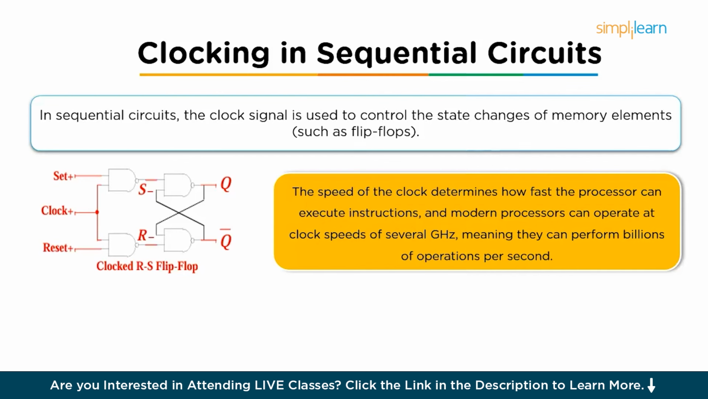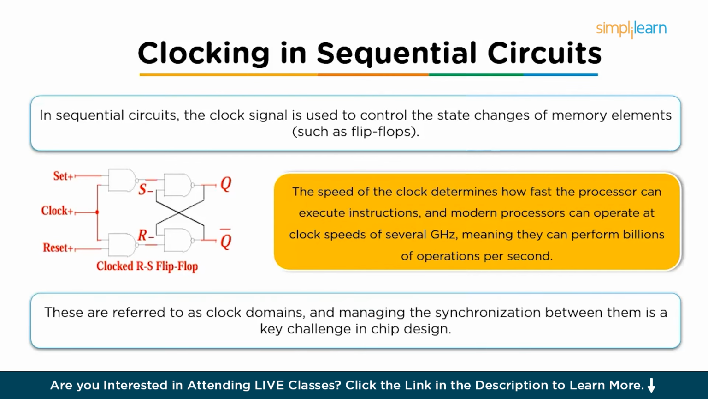What are clock domains? In clocked systems, different parts of a chip may operate at different clock speeds. They are referred to as clock domains, and managing the synchronization between them is a key challenge in chip design. Special techniques like clock domain crossing and synchronization are used to ensure that data is transferred reliably between different clock domains.